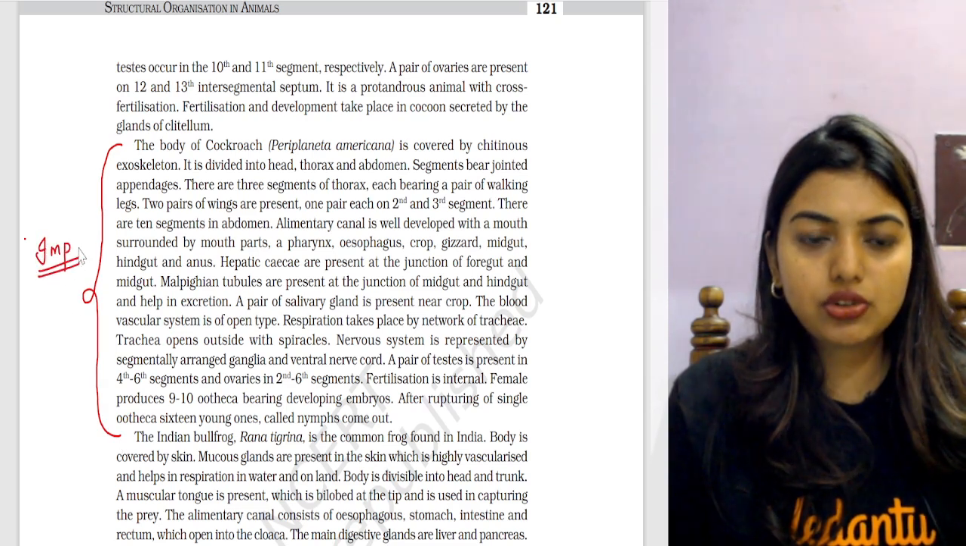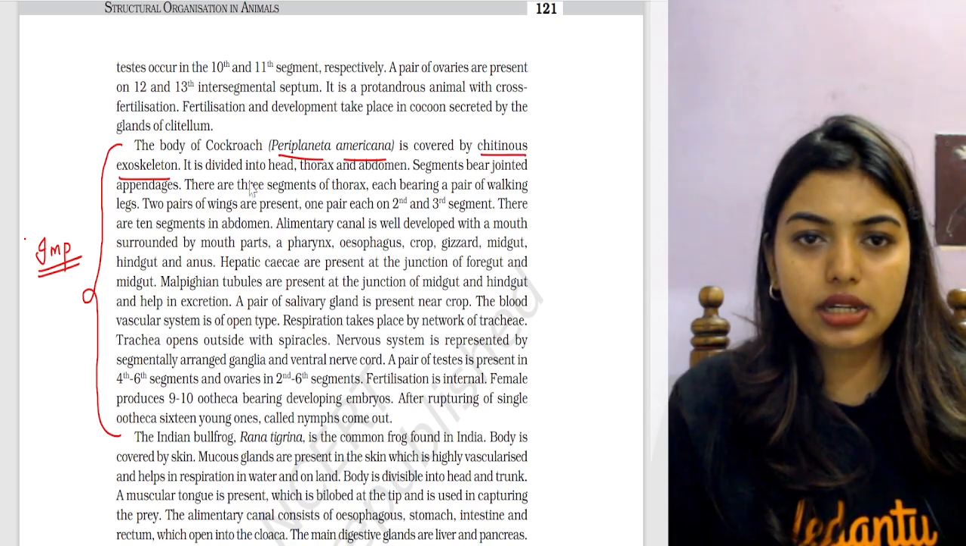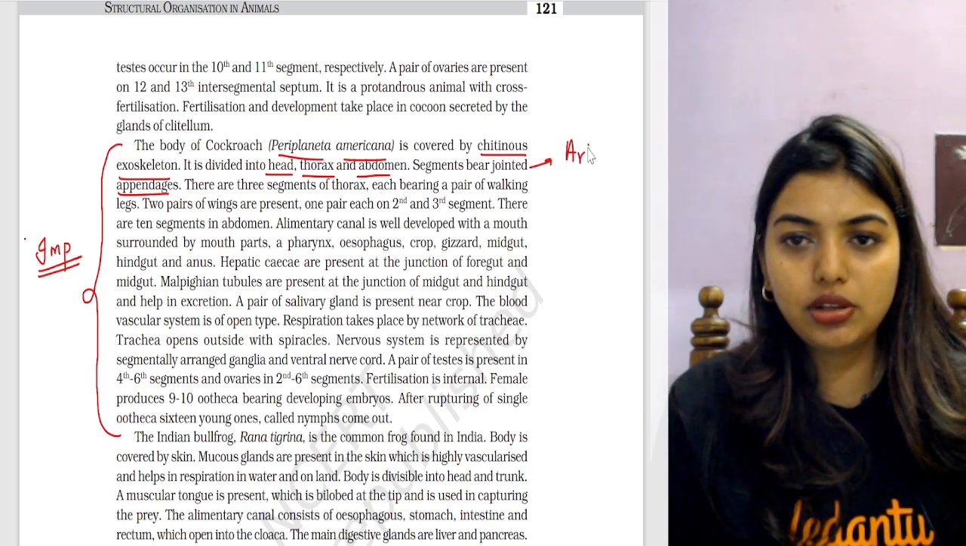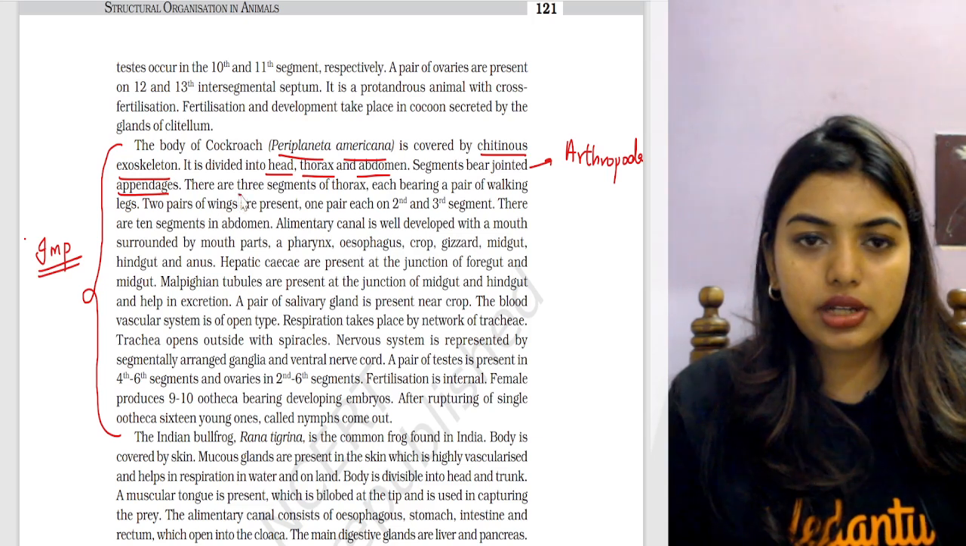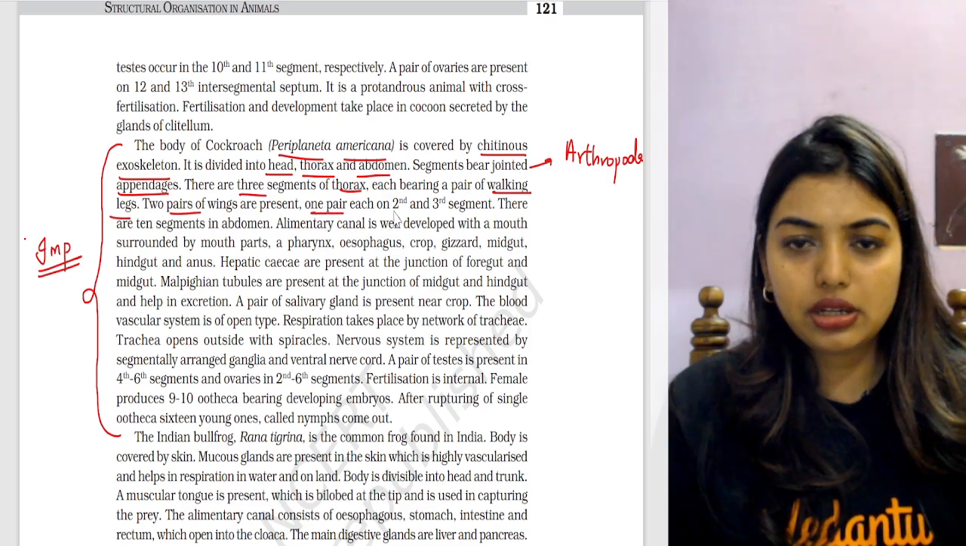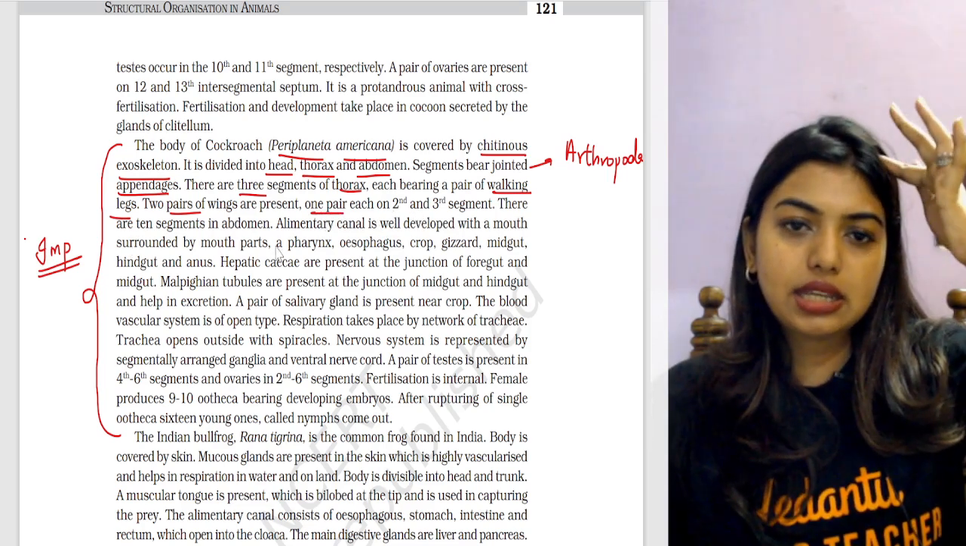When you're studying cockroach, this is very important because, see, Periplaneta americana has a chitinous exoskeleton. The body is divided into head, thorax, abdomen. Segments bear jointed appendages, a very important characteristic of arthropods. Okay, Arthropoda. Then here, 3 segments of thorax, each bearing a pair of walking legs. 2 pairs of wings are present, one pair each on the second and third segment, that is meso and metathorax. There are 10 segments in the abdomen.